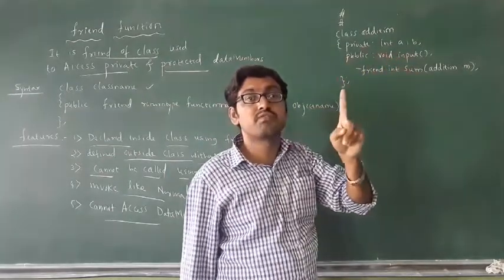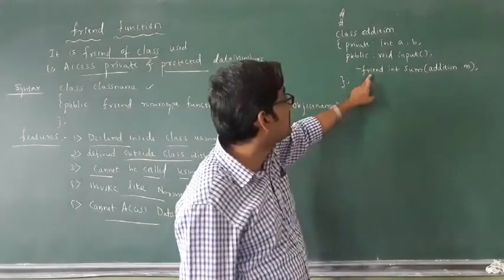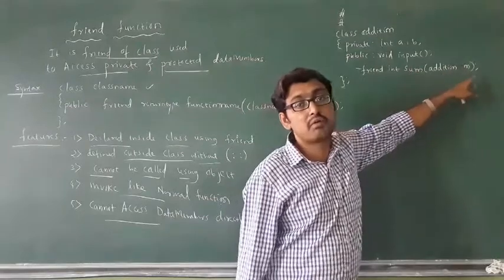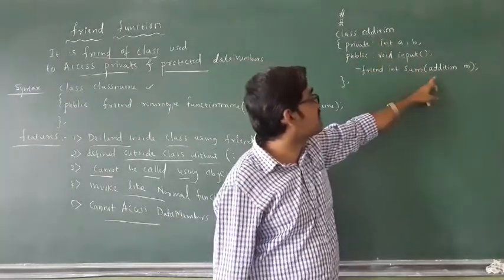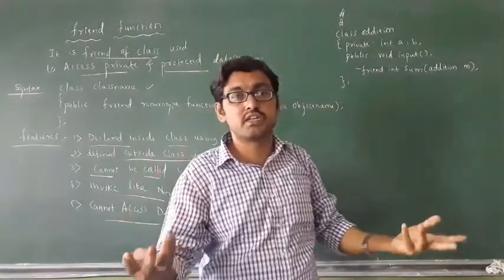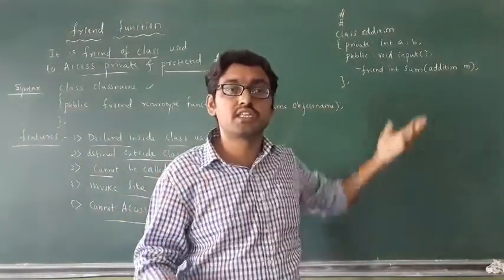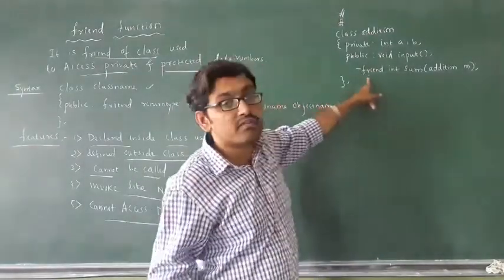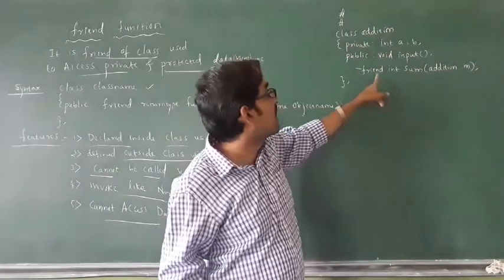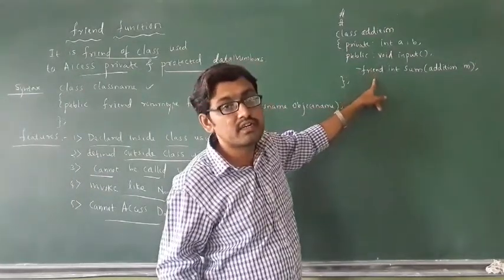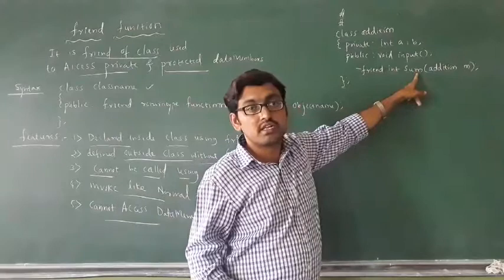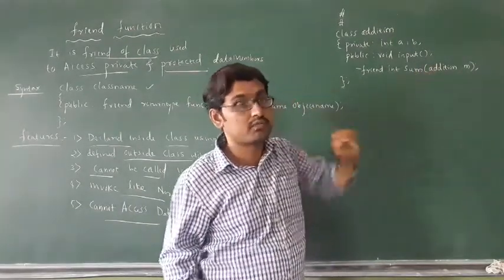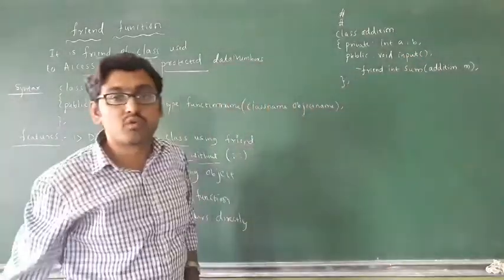Next I am taking one friend function. Write friend, return type, function name, then class name, object name. The class name here is addition, that's why addition. The object name you can take as m or b or c, anything. Now I am taking m. This is the syntax of a friend function: always the keyword friend, then return type, then friend function name, then class name, object name. Then close the class.